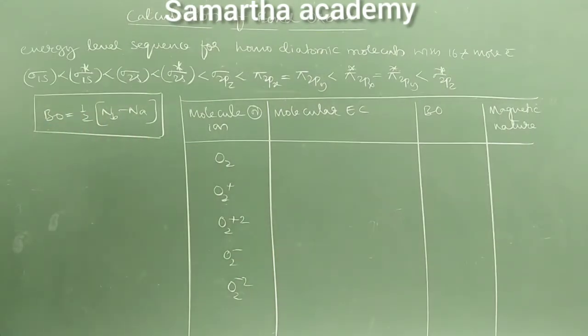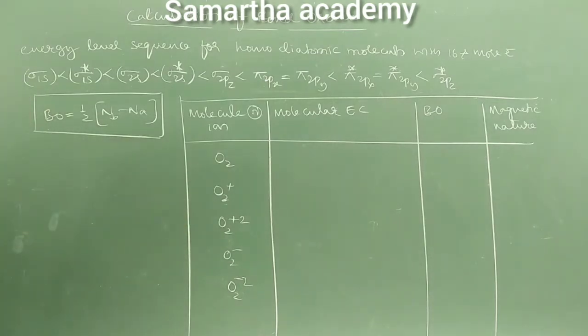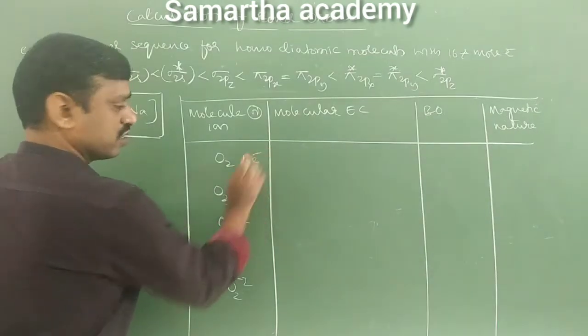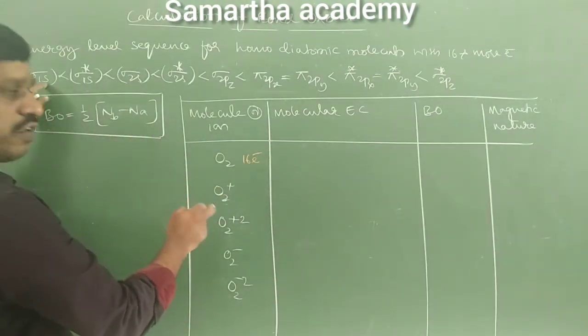Here you need to remember the electronic configuration of O2 first. If you are able to remember O2, the remaining things are very easy. Moreover, the majority of questions are based on O2 and N2 only, so N2 and O2 electronic configurations are a must. Tell me, O2 has how many electrons? 16. Therefore, you fill the 16 electrons in this sequence.